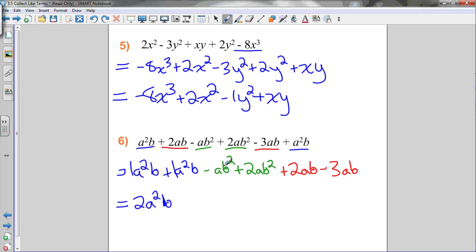Now I have a negative ab squared plus 2ab squared. So negative 1 plus 2 is positive 1, and I keep the variables and the exponents the same. And then I have 2ab minus 3ab. So 2 minus 3 is negative 1, and then keep the variables and the exponents the same. So this is the simplified version of this polynomial.